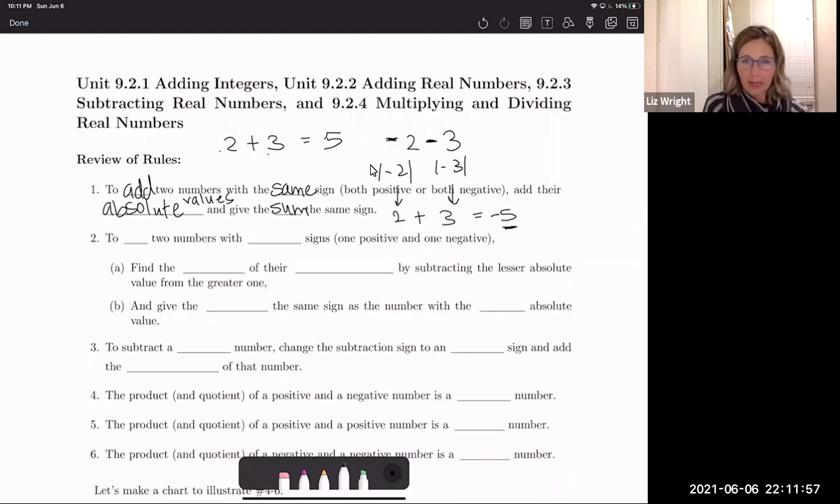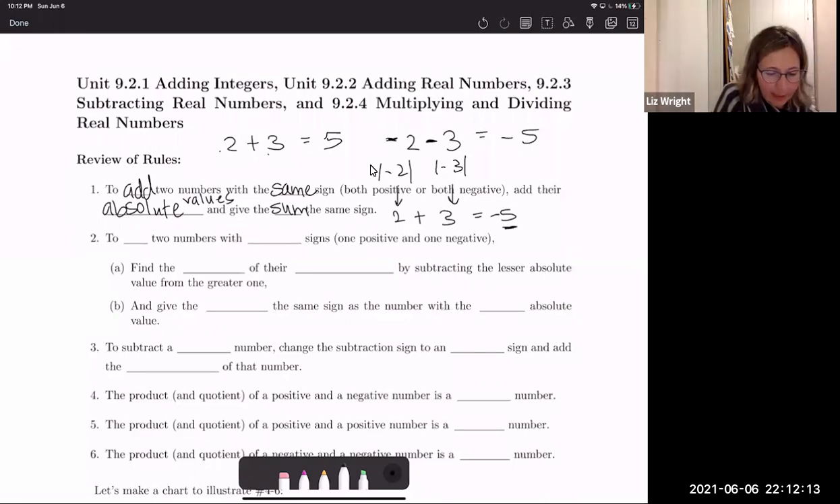You guys have dealt with negatives in your past, and I'm sure you're also thinking, Liz, we're just taking -2 and then we're subtracting 3. And that's exactly right. And you would get -5. So if you remember all those rules, that's great.